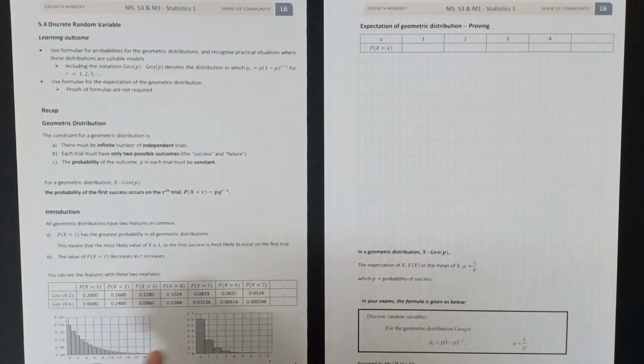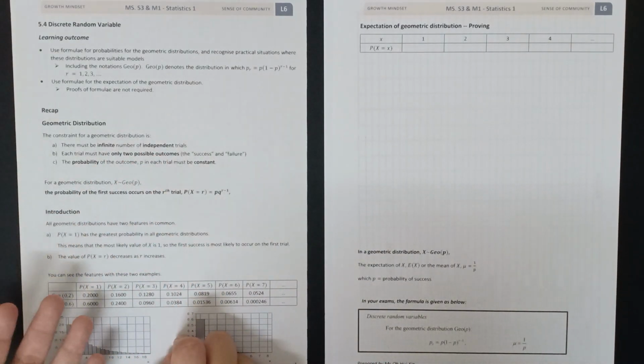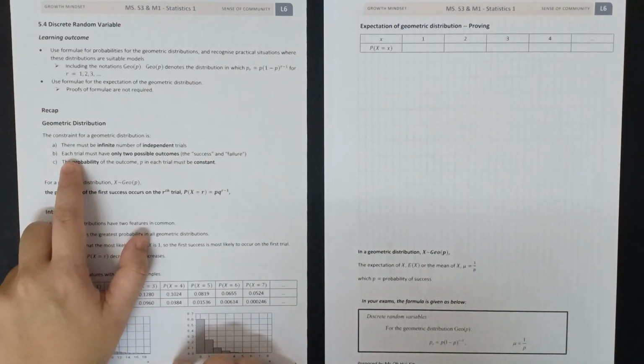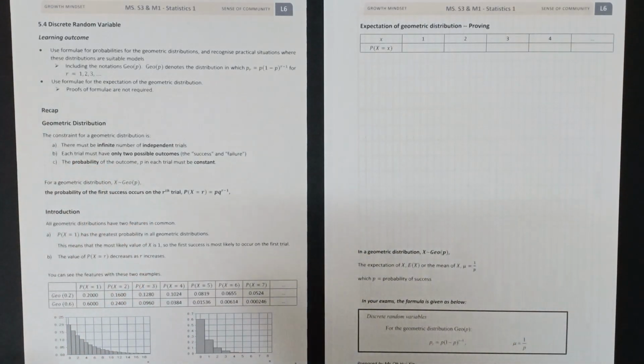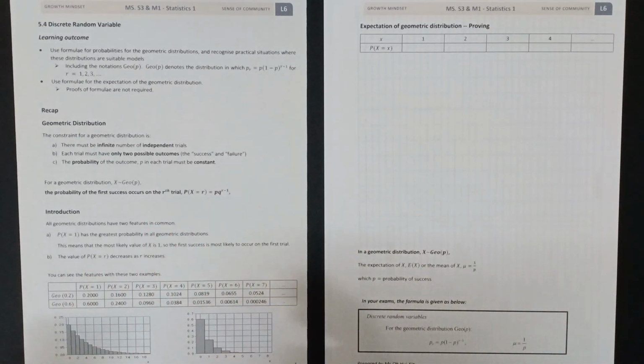The constraints that you must follow when you want to say that the discrete random variable is a geometric distribution are these. You must have an infinite number of independent trials. Your trials must be independent, and because you want to get the first success, you cannot have a limited number of trials. Then your trial must have only two possible outcomes, a success and a failure. Then the probability for each stage of your trial must be constant.